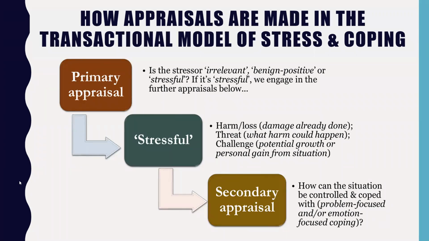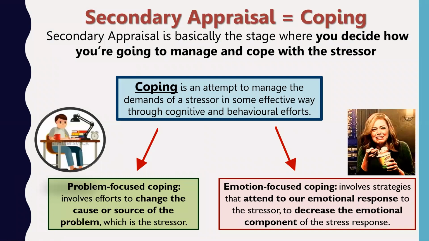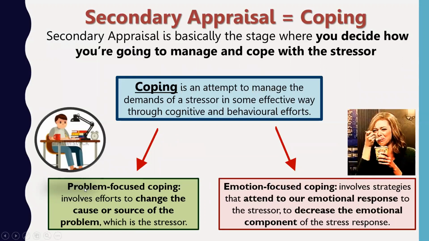So in that case, I already talked about coping, but coping is how you manage the demands of the stressor, either through thinking about it, so changing the way you think about the stressor, or through actual behavioral efforts. When we're talking about coping, there are two types of coping that come under secondary appraisal. Remember, secondary appraisal is just another word for coping. The first one is problem-focused coping, and the second one is emotion-focused coping. Problem-focused coping is you actually doing something to address the root cause or the source of the problem. Emotion-focused coping isn't addressing the cause of the problem, but it's addressing your emotions towards the problem.